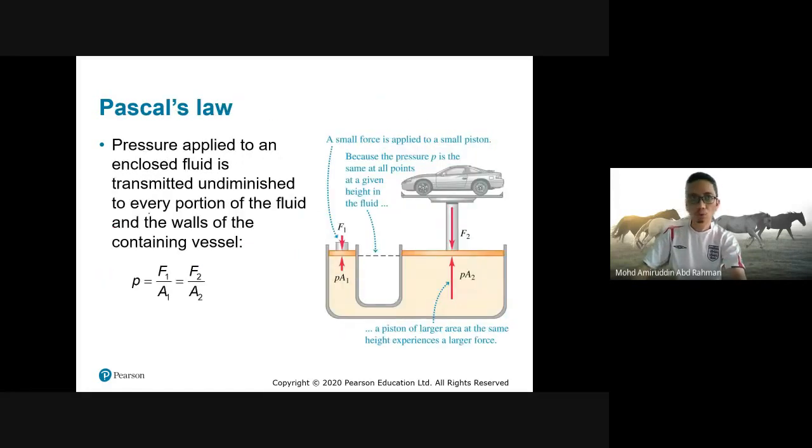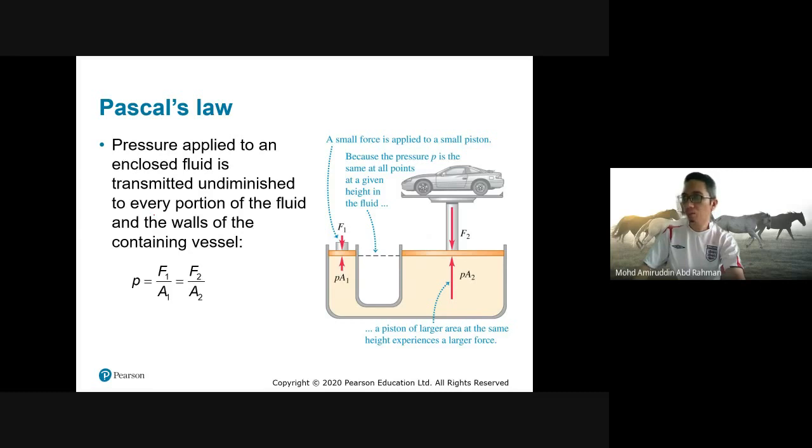Okay, so the unit of pressure is Pascal. So we have the Pascal law. What is the statement of the Pascal law? Pressure applied to an enclosed fluid is transmitted undiminished to every portion of the fluid and the walls of the containing vessel.